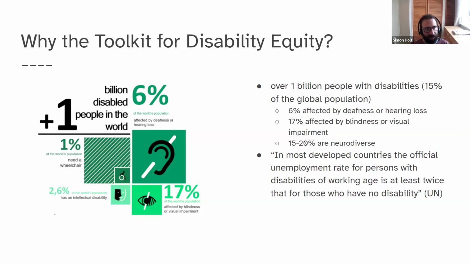However, when you look at employment outcomes for people with disabilities, they tend to be much lower than the rest of the population.